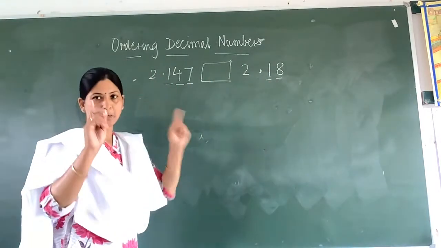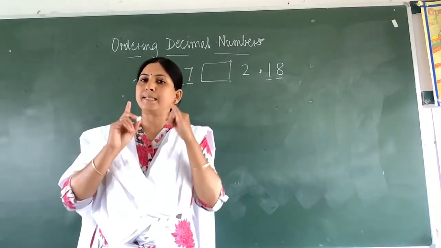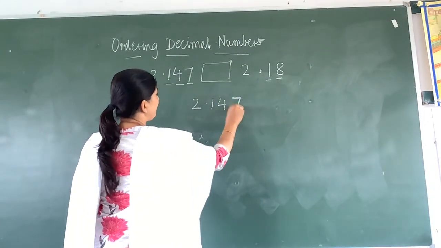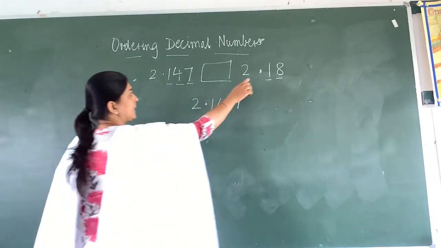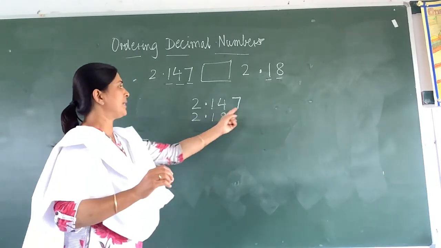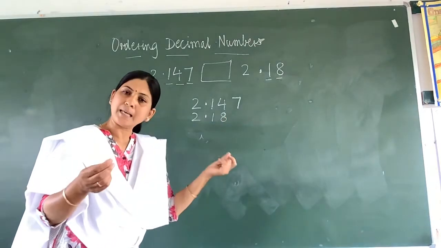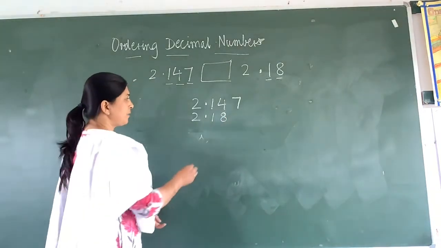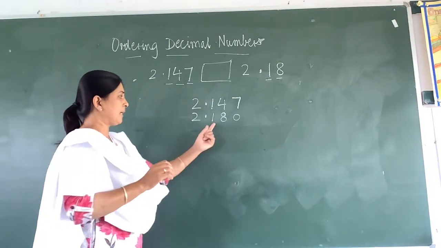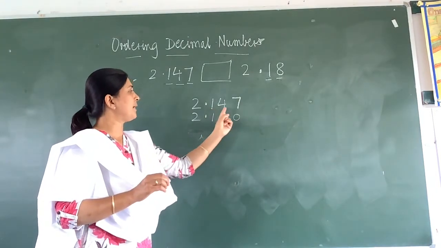So the first step to compare these decimal numbers is we will convert them into like decimals. And how do we do that? You already learned in the last video, children. 2.147 is the first decimal number and the second decimal number is 2.18. Now we will convert this decimal number into a decimal number which has 3 decimal places. How do we do that, children? If I add one 0 on the right hand side of 8, it will also have 3 decimal places. So now both the decimal numbers have 3 decimal places.